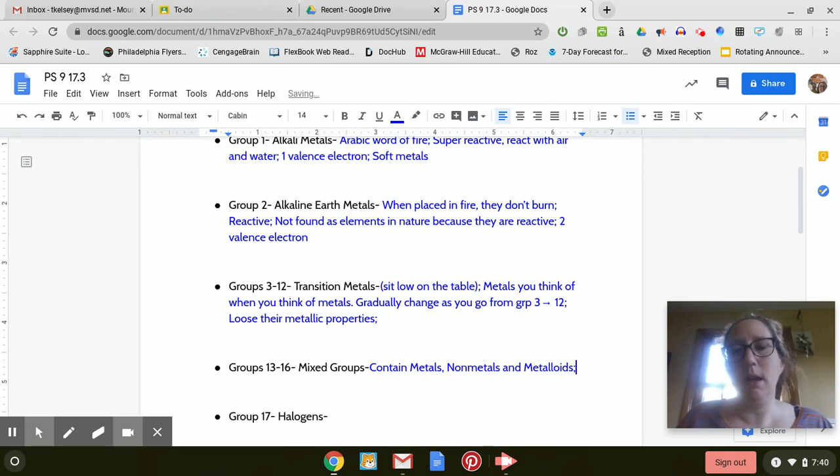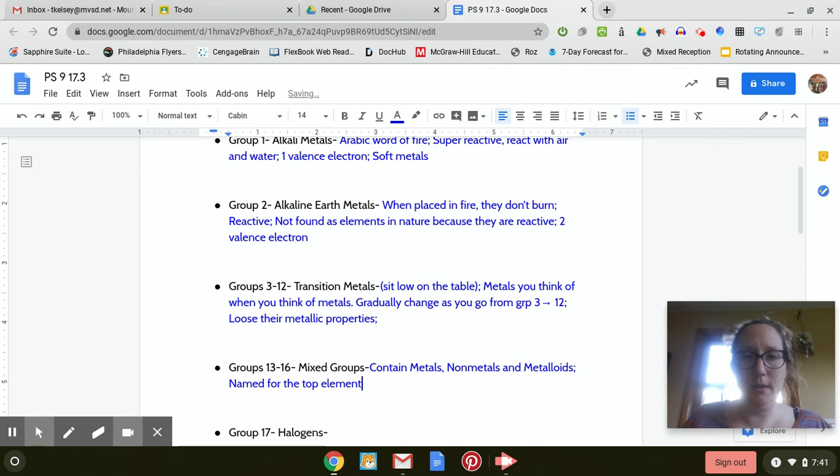Okay, so these groups are kind of mixed and there's not a lot of pattern to them. Okay, they're usually named for the top element. Okay, so group 13 has 3 valence electrons. It's called the boron group.